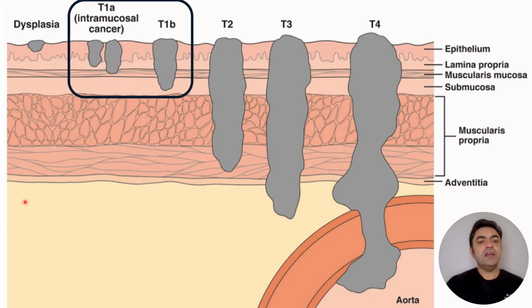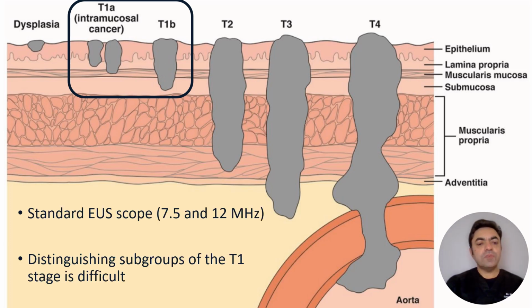So as you can see here, T1A disease is located and does not involve the muscularis mucosa, whereas in T1B disease, the muscularis mucosa is infiltrated.